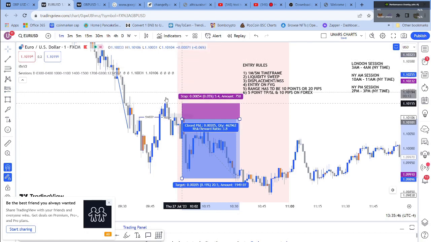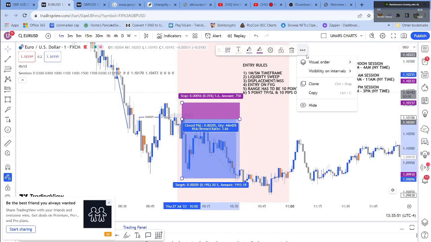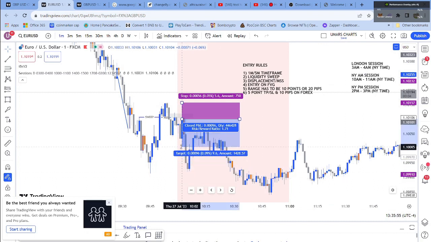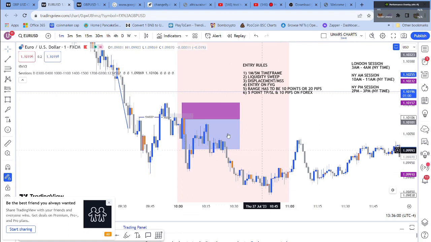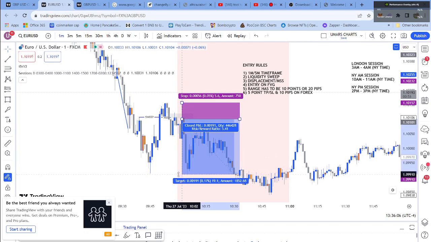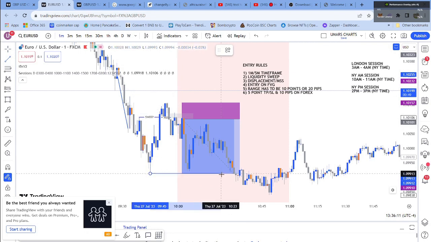You would have placed your stop loss right above the previous high, and you could then target 10 pips. 10 pips would be right here. As you can see, this is a good one. 1:1.8 risk to reward. Or you could target your next liquidity zone, which would be down here. This would be your next liquidity zone, guys.